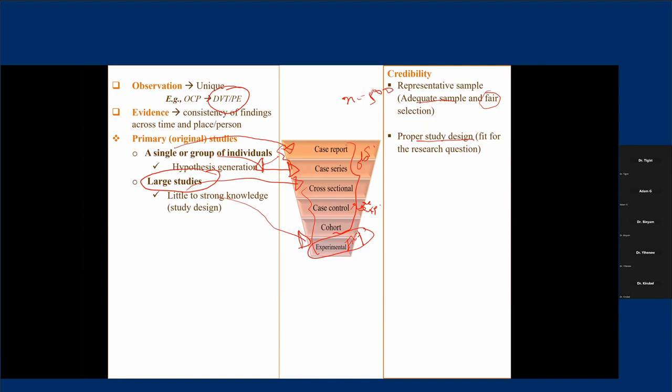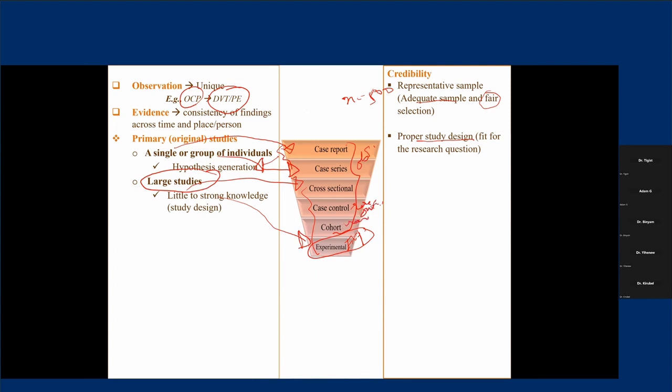On the other hand, if taking OCP is something rare, then we have to start recruiting our patients based on their history of taking OCP or not. So in that case, we have here a rare outcome. We have to start with the DVT.